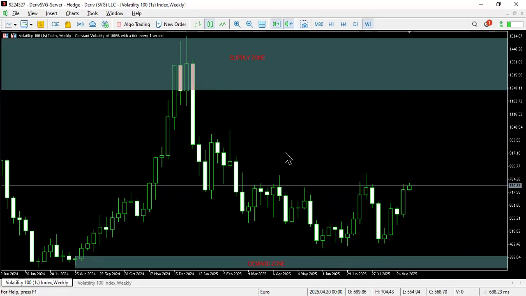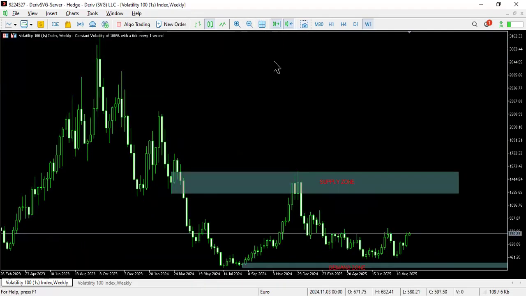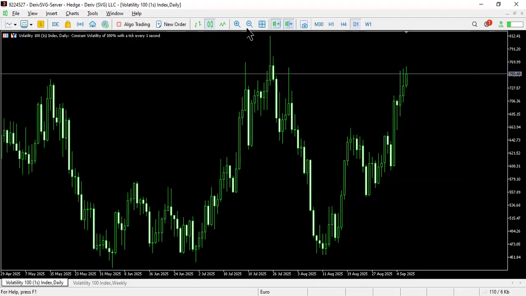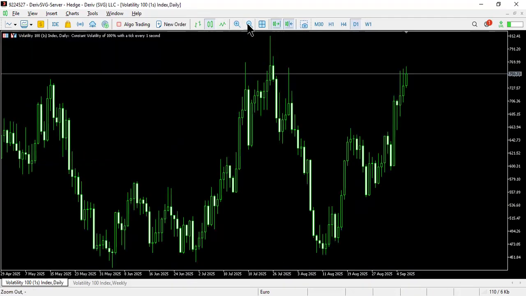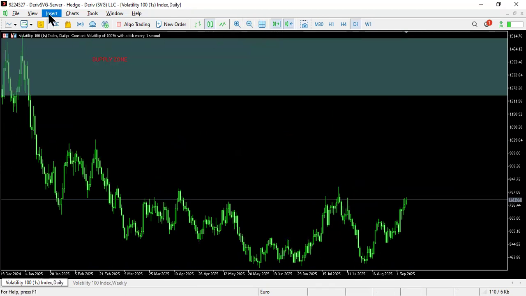So the market direction is bearish because price is breaking structures to the downside. However, we are not yet at the demand. So that is all we do in the weekly time frame. And then if we go to the daily time frame, we can mark our supply and our resistance and support levels.